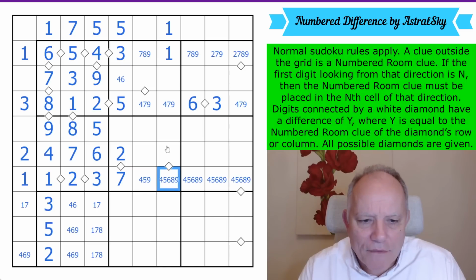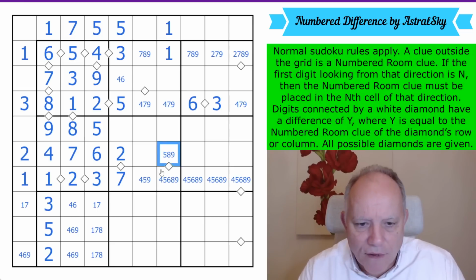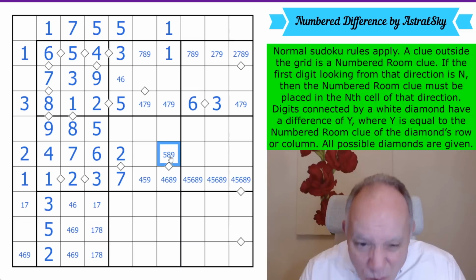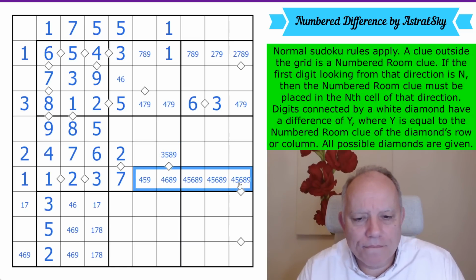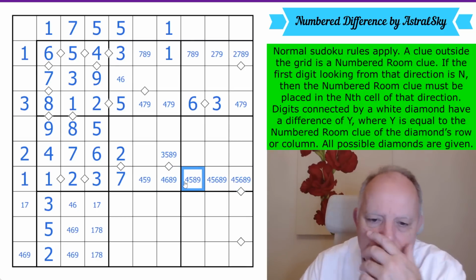In this, we have a difference of 1 with the cell above. So if this is 9 or 8, that's 9 or 8. If this is 6, that's 5. If this is 5, it's impossible. And if this is 4, that's 5 or 3. Oh, bother. That can't be a 6 by Sudoku.